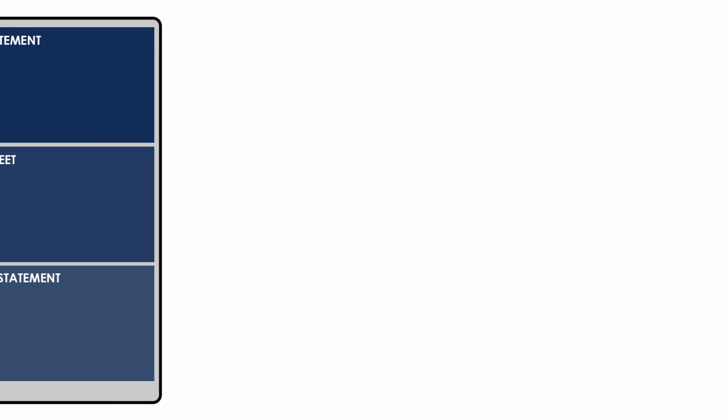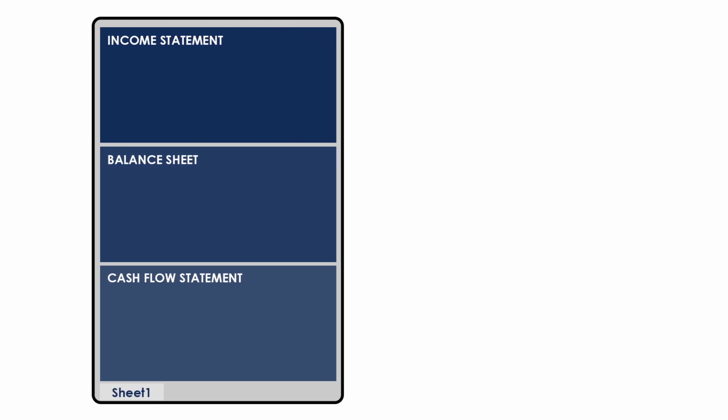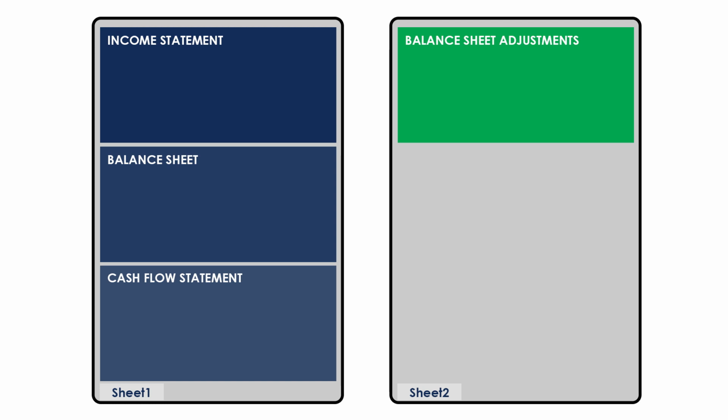The first approach I was taught was to have the three statements on one tab, or even on three separate tabs, and then have the balance sheet adjustments on their own tab. What I really disliked about this approach was that I had the same financial statements on two tabs. So every time I made a change to the balance sheet, I had to make it in two places. And duplicative entry is just the worst.